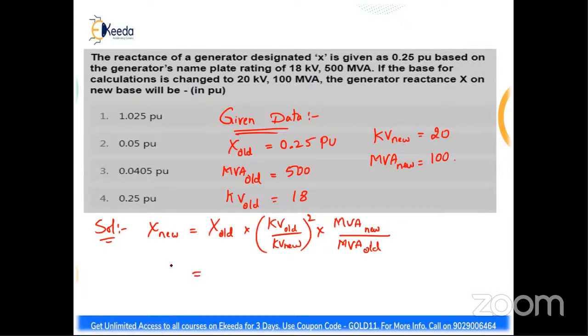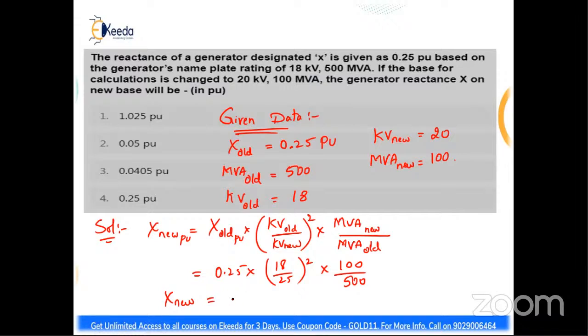So now the X new value, that is in PU. So X old PU value is how much? 0.25 into what is the kV old and the kV new value, that is 18 by 25 square into MVA new is 100 by 500. So if you solve this, we'll get the new reactance PU value, that is 0.25 into (18 by 25) whole square into 100 by 500.